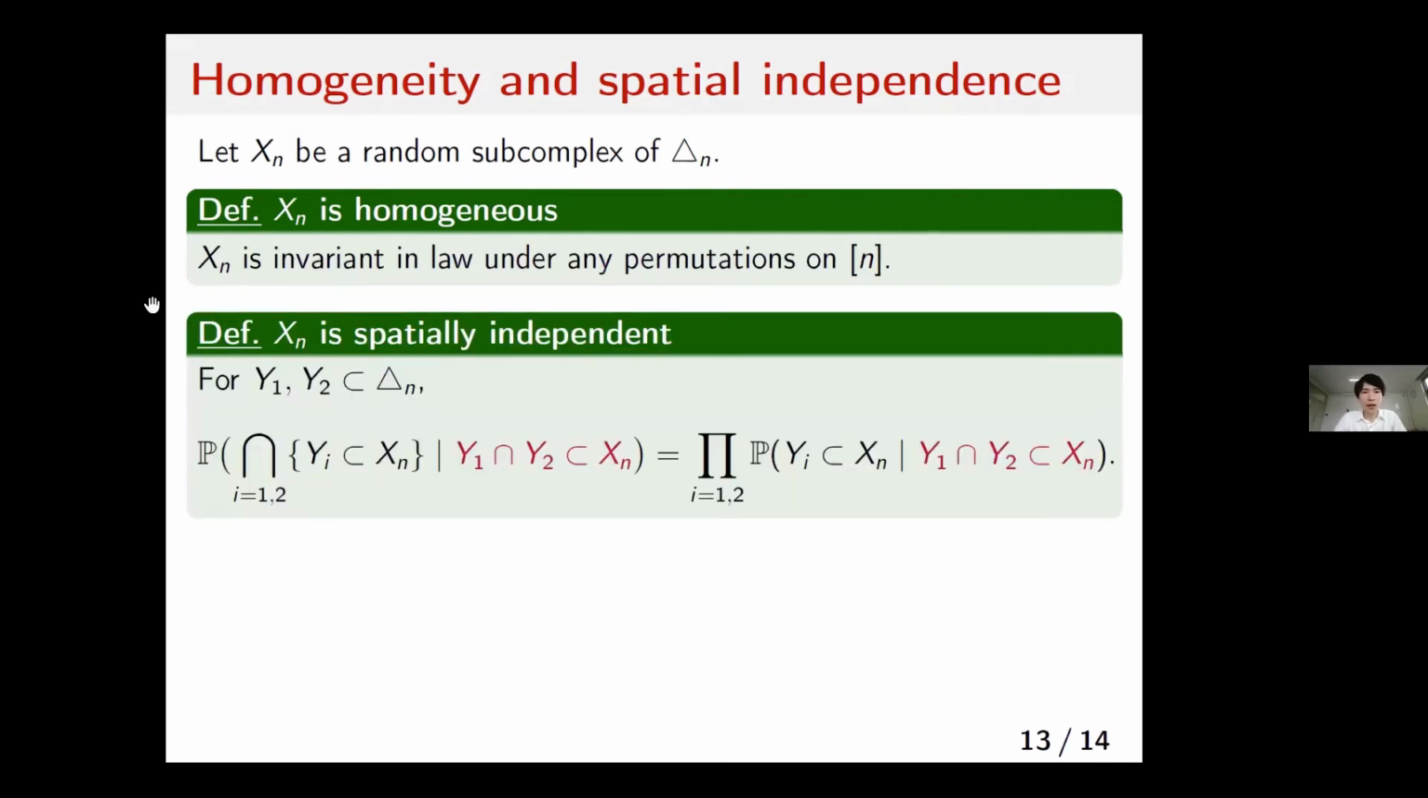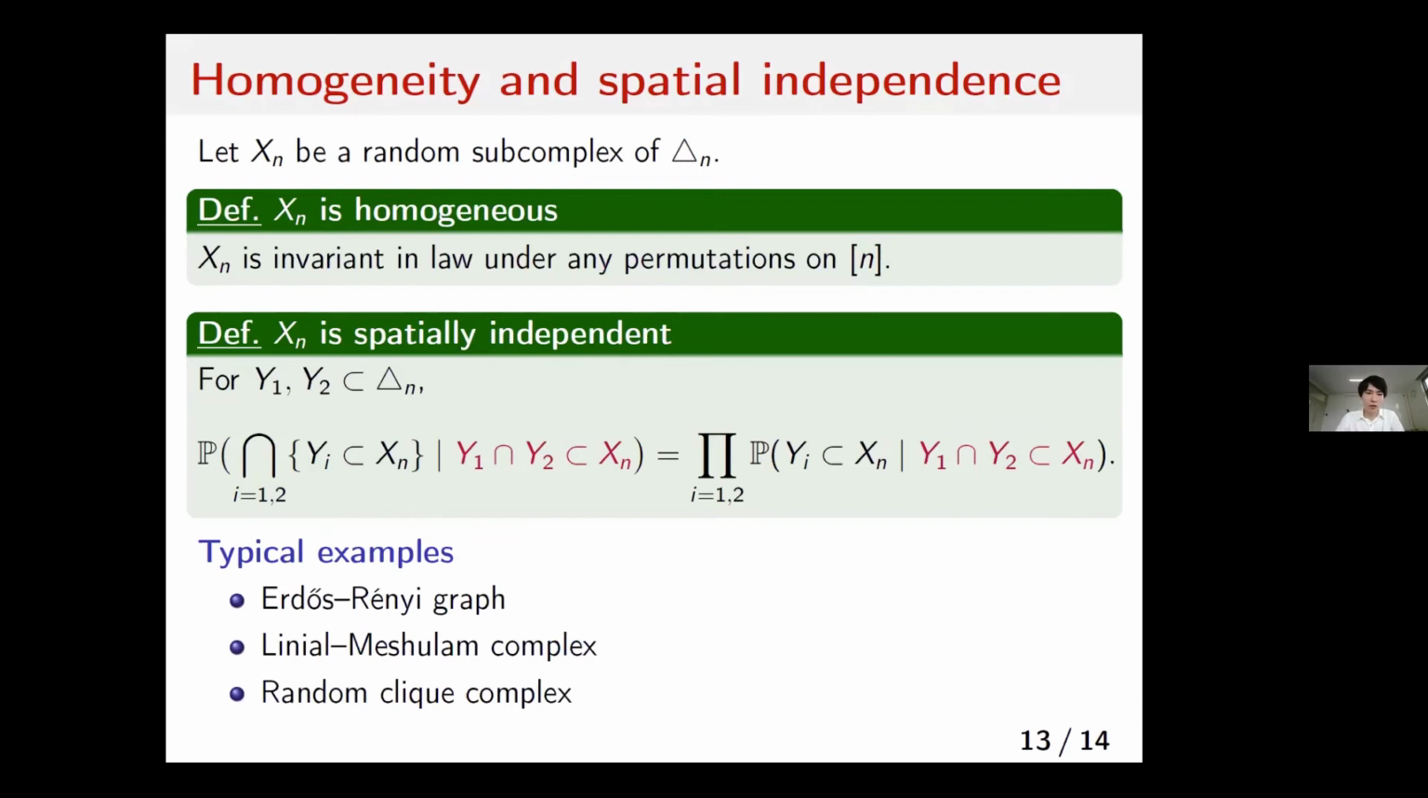Next, Xn is said to be spatially independent if for any subcomplexes y1 and y2, the events that y1 is contained in Xn and that y2 is contained in Xn are stochastically independent conditional on this event. The important thing here is that the previous three models satisfy these two properties, and the approach for the proof is also valid in this larger framework.